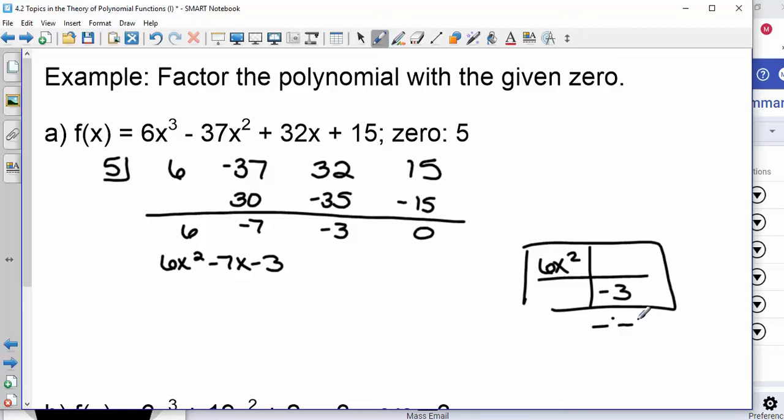So those multiply to -18. Add to -7. What would that be? -9, +2. So factor, we get 3x and 1. 2x minus 3.